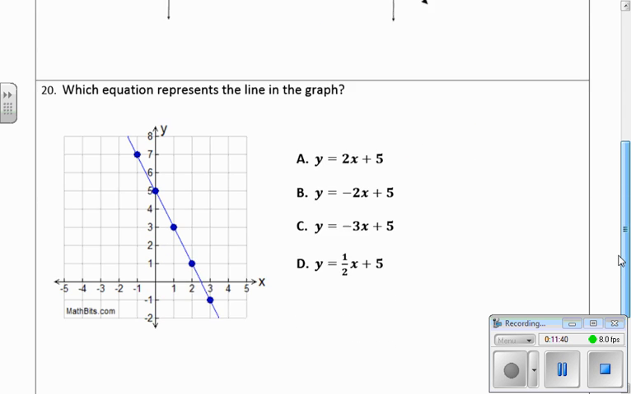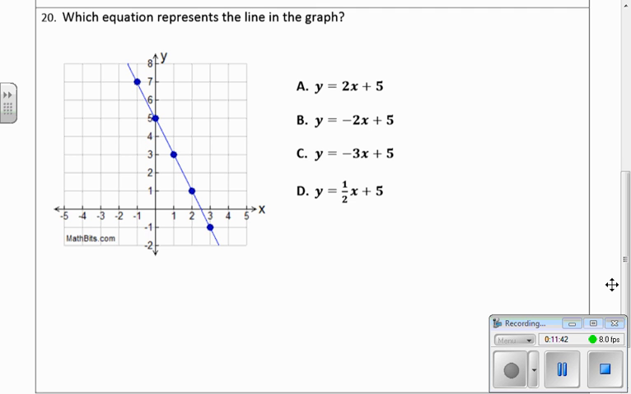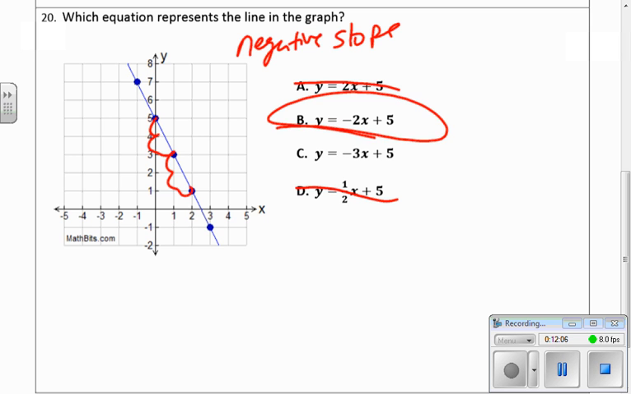Number 20, which equation represents the line in the graph? Well, you need a slope, you need a y-intercept. So the y-intercept is 5. So we all have 5, so that doesn't help us. So you need to just find the slope. It's a negative slope. So right away, you can cross off A and D because it's a negative slope. And then you just have to do the rise over run. Down 2 over 1. Down 2 over 1. So that would be B.